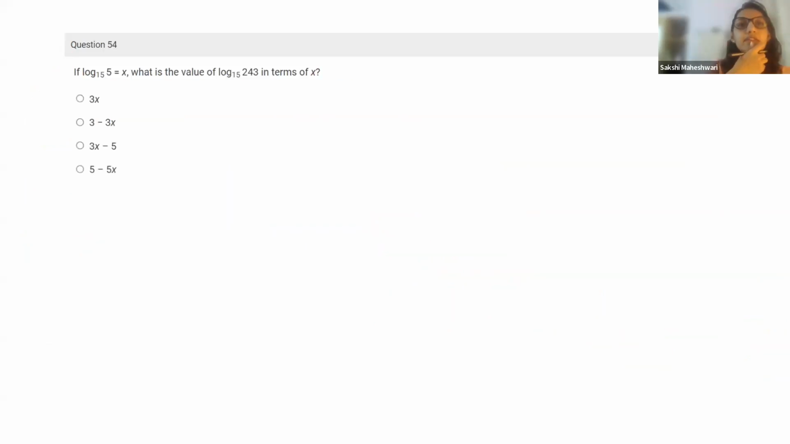Now this log 15 question can also be a little tricky log question. So you can attempt this question in the second round. You can leave it in the first round, but the only thing you need to observe is that 243 is 3 to the power 5 and 15 is 3 into 5. And the question is done. It's as simple as that, okay?